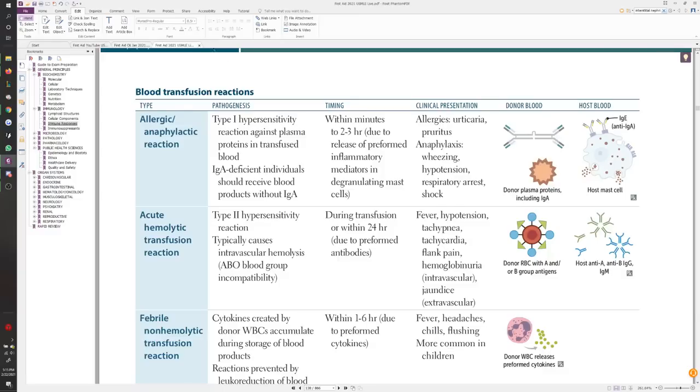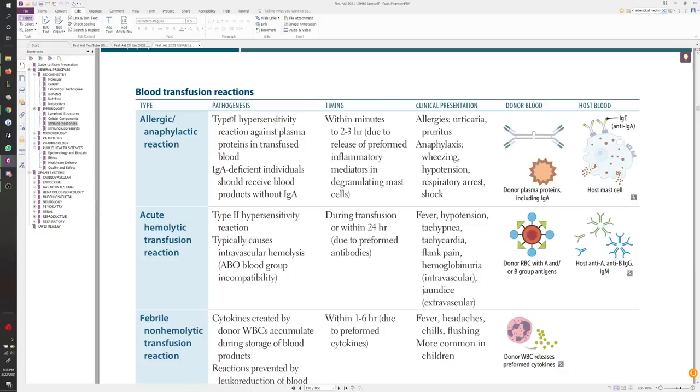All right, so let's look at it here. So allergic, anaphylactic, they've nicely divided it up now. The allergic one really just has the urticaria, which is hives and itchiness. The anaphylactic one, which is more problematic, has wheezing, hypotension, respiratory arrest, and shock. And it occurs almost within minutes. So this can actually occur while you're still doing the transfusion.